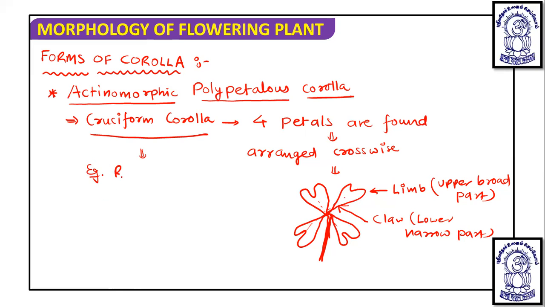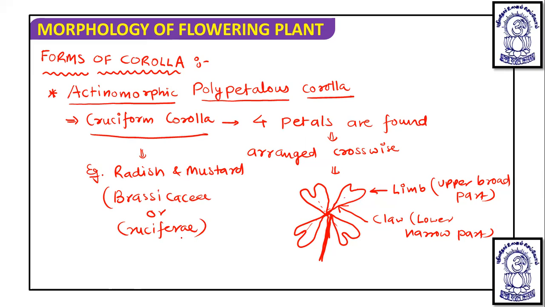like radish and mustard. This radish and mustard both belong to the Cruciferae or Brassicaceae family. Brassicaceae or Cruciferae family means they are members of this, and in this family the corolla is characteristically of cruciform type.